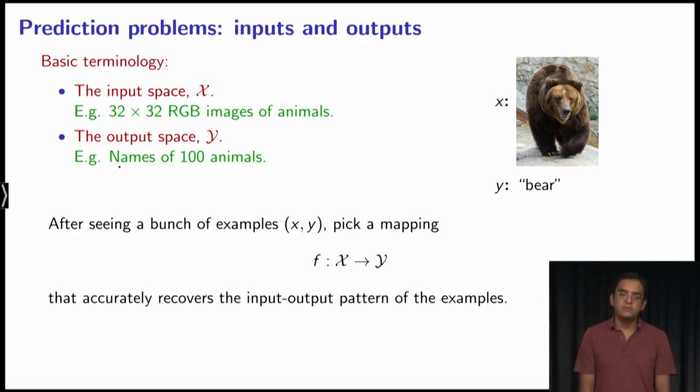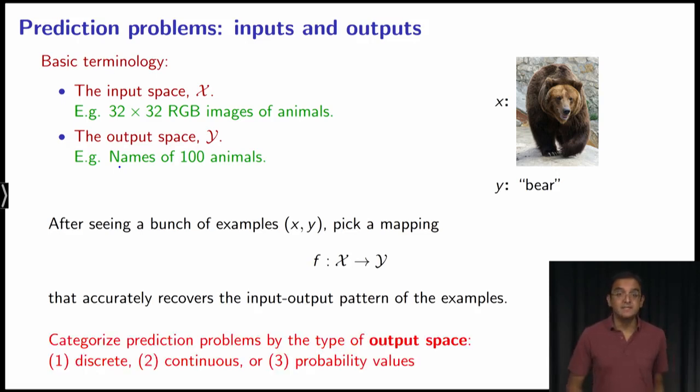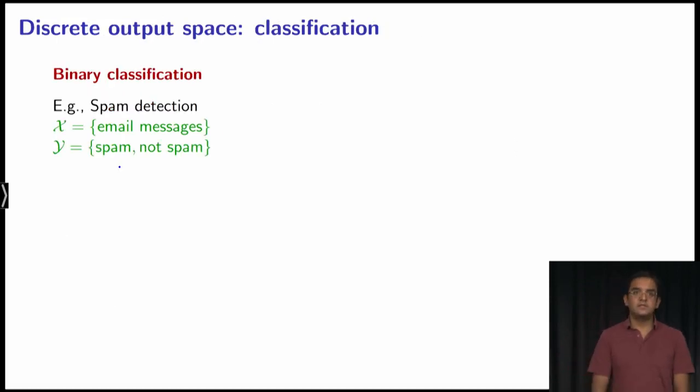Now, there are many different types of prediction problems out there. And one way in which it's common to categorize them is according to the type of output space. There are three cases that we typically distinguish: when the output space is discrete, when it's continuous, and when it consists of probability values. It turns out that these three cases require somewhat different methods. So let's look at the first case. This is when the outputs are discrete, and this is a case that we call classification.